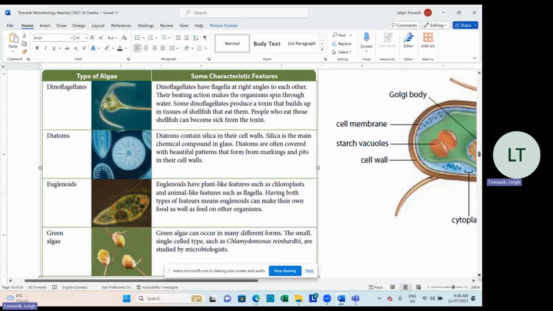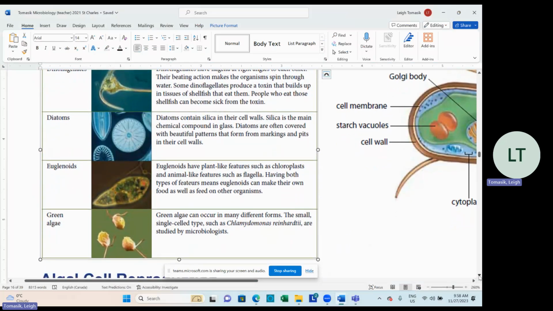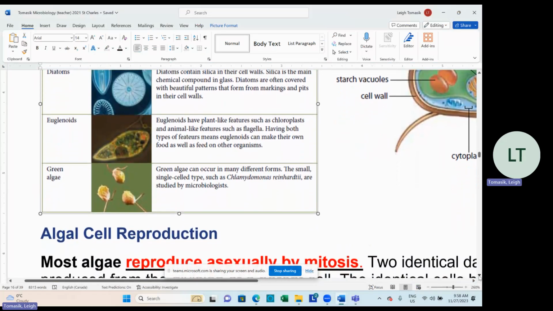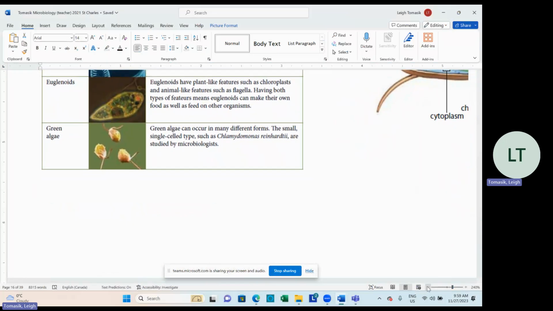And finally, we have green algae. Green algae has a lot of different forms. They don't all look like this. It's small, it's single-celled, and of course, a big part of our ocean food chain, converting sunlight into energy and then eaten by a lot of very small organisms.